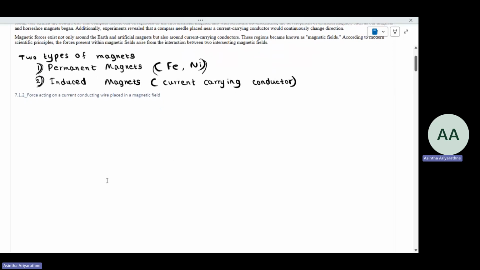Then we will talk about the force acting on a current-carrying conductor placed in a magnetic field. For that, let's consider a horseshoe magnet. This is just an experiment.